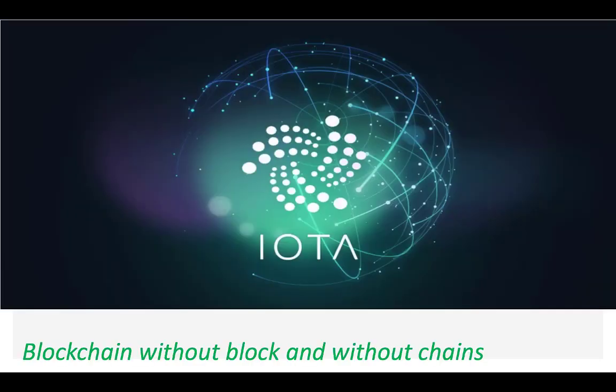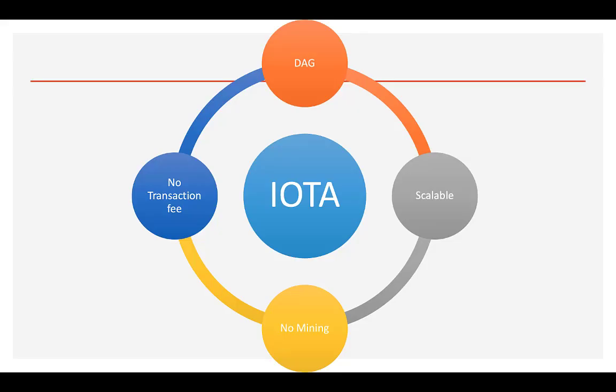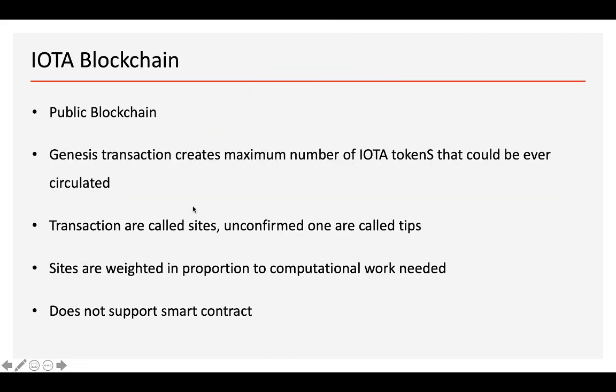So then we also showed you blockchain without block and without chain, which was the example of IOTA. The idea was that it is not really a chain of blocks, it's actually a DAG, a directed acyclic graph of transactions. It's highly scalable, there is no real mining involved, and there is no transaction fee. So it's a public blockchain, the genesis transaction creates the maximum number of IOTA tokens that could be circulated, and never again will a new IOTA in that particular IOTA instance be created.